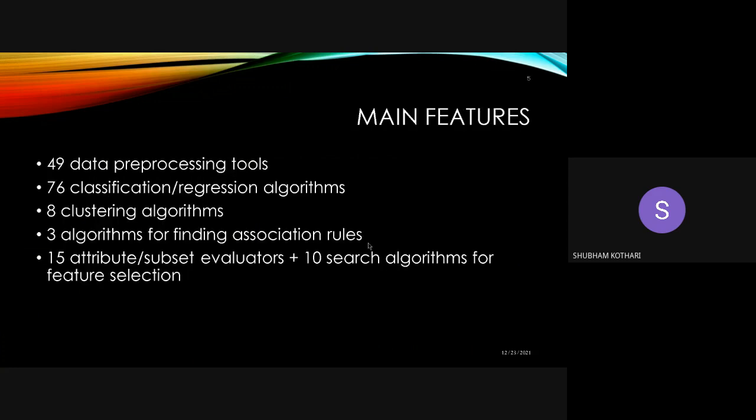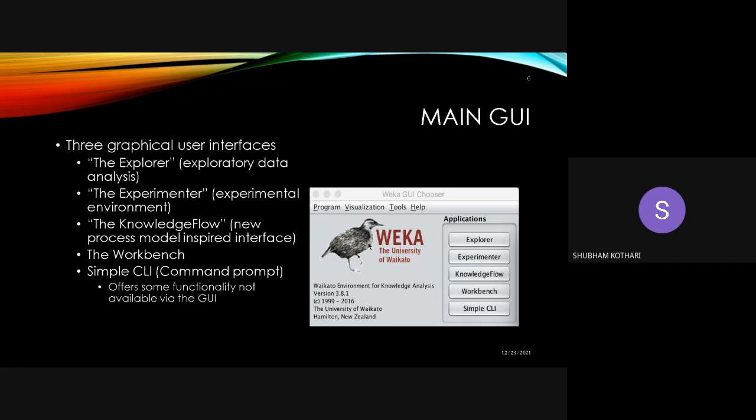The main features of Weka are: it has 49 data pre-processing tools, 76 classification or regression algorithms, 8 clustering algorithms, 3 algorithms for finding association rules, and 15 attribute or subset evaluators plus 10 search algorithms for feature selection. The main graphical user interface of Weka is as shown here. There is Explorer, Experimenter, Knowledge Flow, Workbench, and Simple CLI. Simple CLI means simple command prompt, which offers some functionality not available via the graphical user interface.